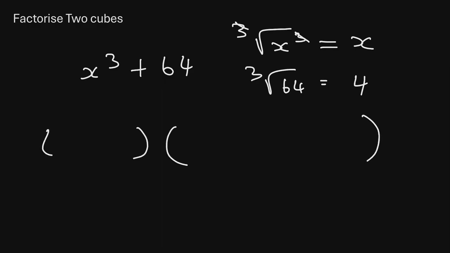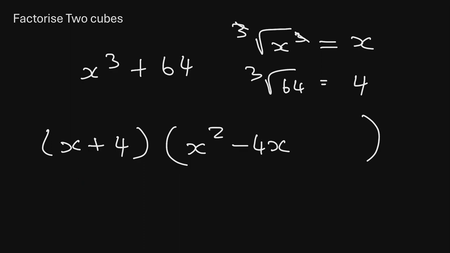Now, after you do that, you open your small bracket and your bigger bracket. And then you're just going to write your cube roots. So you have x there and 4. And then remember, you keep the sign as it is. So this is going to be positive here. And the next step, you square the first term. So the first term is x. You're going to say this is x squared. And then you're going to say x multiplied by 4. x multiplied by 4 is giving you positive 4x. And therefore, you change the sign of the answer. So that will be negative 4x.